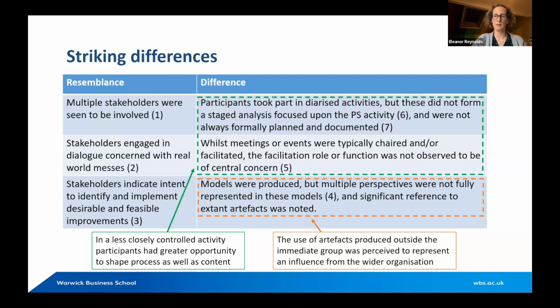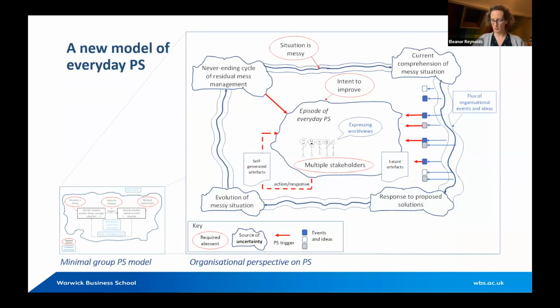So from that data, I managed to build a rather complex looking new model. And this was my model of everyday problem structuring. So I have in there the required elements again, and I identified different sources of uncertainty. It was clear that people were concerned with their comprehension of the situation, but also in the uncertainty that surrounded how stakeholders and different teams might respond to the solutions they were proposing.